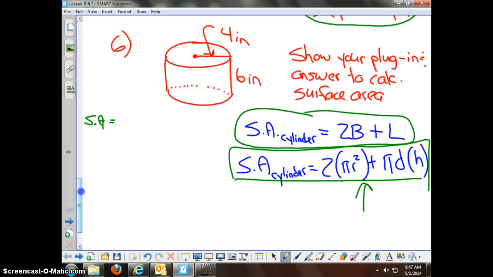So what is your plug-in? 2, and then parentheses, pi r squared. To start with, what's r squared? 4 squared. Awesome. Plus pi times 2r, I mean, sorry, 2 times 4. Well, can we just call it the diameter, 8? Either way, you could go 2 times 4, or we can just call it 8. And then 6.